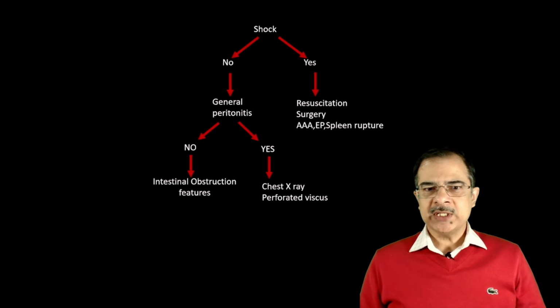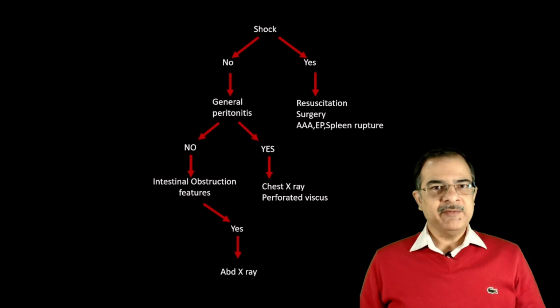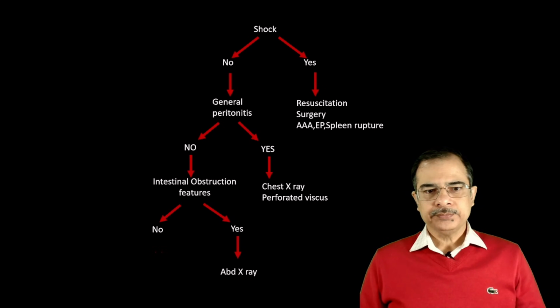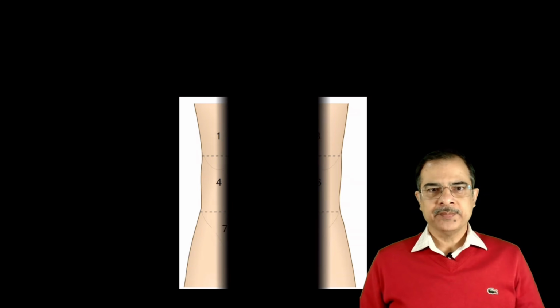If general peritonitis features are not present, then we will look for the intestinal obstruction features. If these intestinal obstruction features are present, then we'll get an abdominal X-ray done, so that will reveal to us the dilated loops. If intestinal obstruction features are not present, then depending on the site of the pain, we will make our diagnosis.